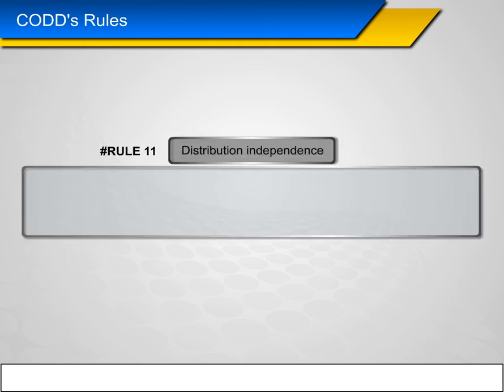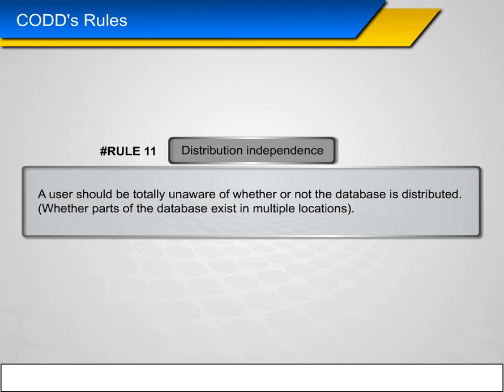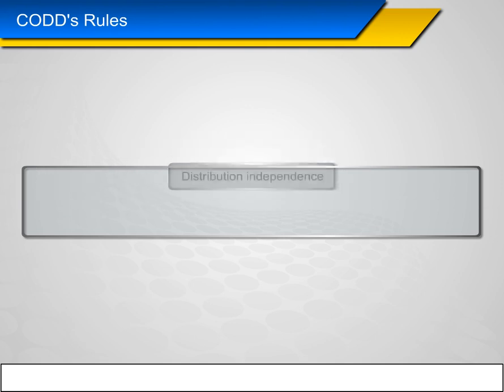Rule 11, Distribution Independence. A user should be totally unaware of whether or not the database is distributed, whether parts of the database exist in multiple locations.